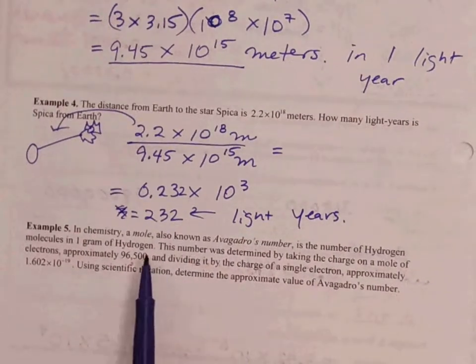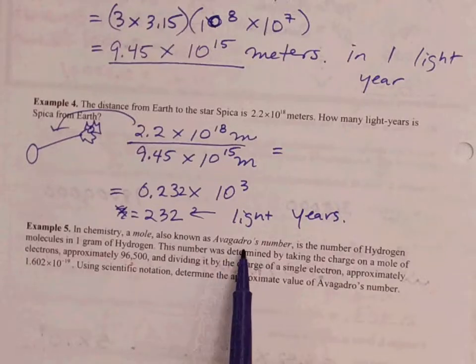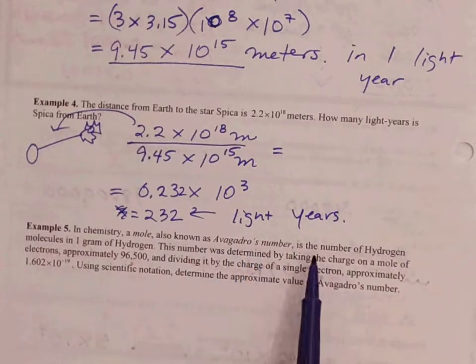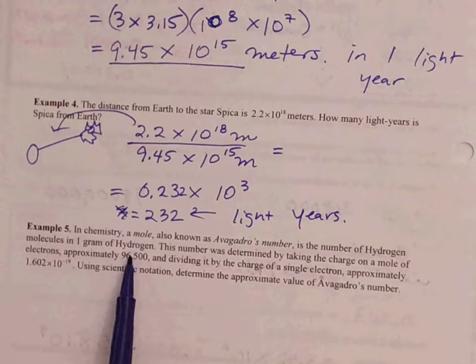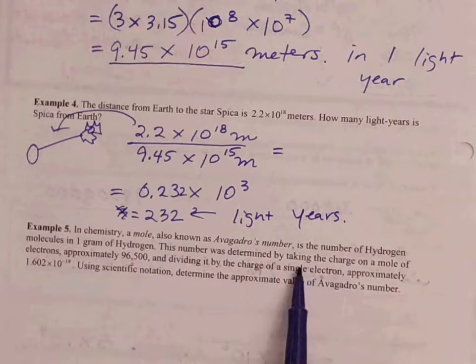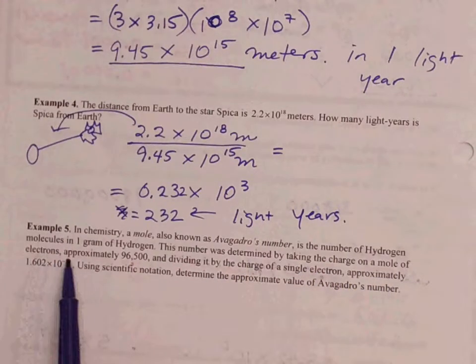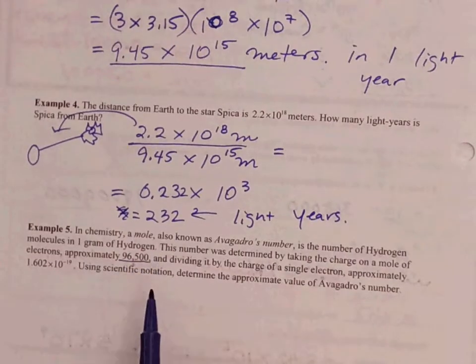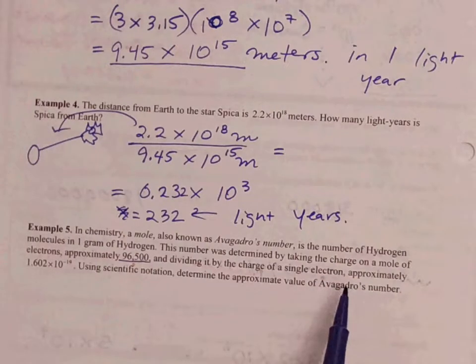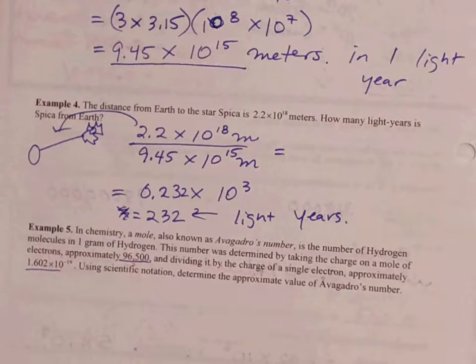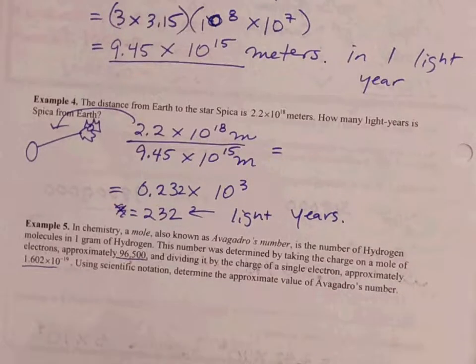In chemistry, a mole, also known as Avogadro's number, right? Avogadro is the number of hydrogen molecules in 1 gram of hydrogen. This number was determined by taking the charge of a mole of electrons, approximately 96,500, and dividing it by the charge of a single electron, approximately this. Use scientific notation to determine the approximate value of Avogadro's number. Okay, I'm going to let you guys look this one up. Or do you want to tell me how you would do it? What would you do? No idea?